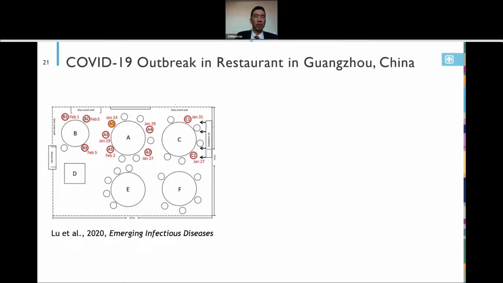What this paper by Liu et al. shows is that the infected individual in yellow was sitting at table A. The circles denote patrons, and the ones circled in red eventually got infected from that index patient.